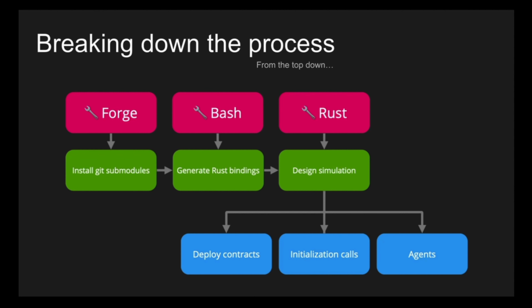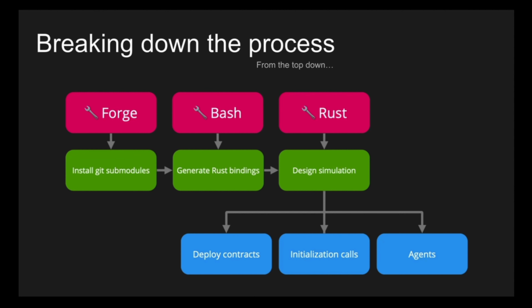Under the hood, this is being done with Forge Bind, but we have an abstraction over these with our bash script. And then from the Rust bindings, we have a nice interface over the contract ABIs, and we can design our simulation. So the 3 steps that you're going to want to do when you design a simulation are, first off, you're going to want to deploy all of the contracts that your simulation will interact with. Next, you're going to want to send all of your initialization calls.